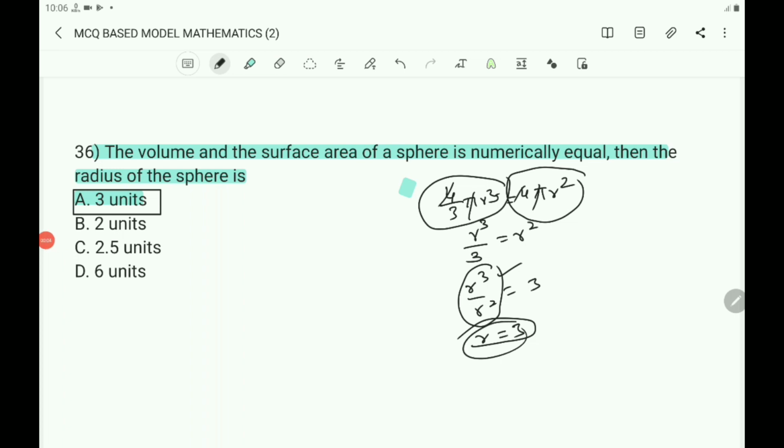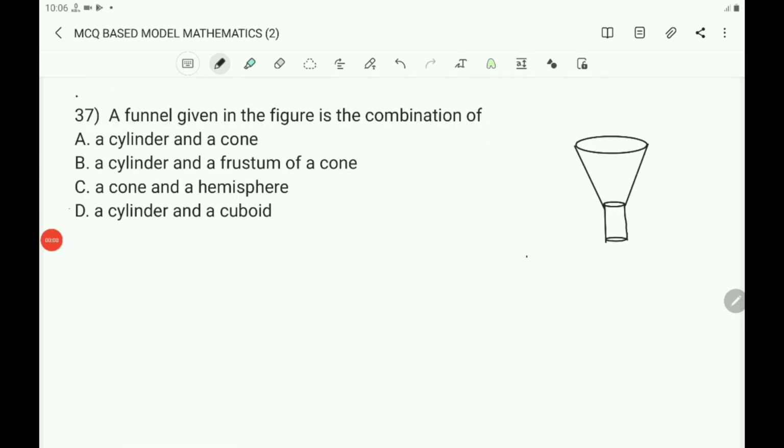So r equals 3 is the radius. Then question number 37, a funnel given in the figure is a combination of... you can observe this part, the upper part is the frustum of the cone and the lower part is the cylinder. So you can say a cylinder and a frustum of a cone.